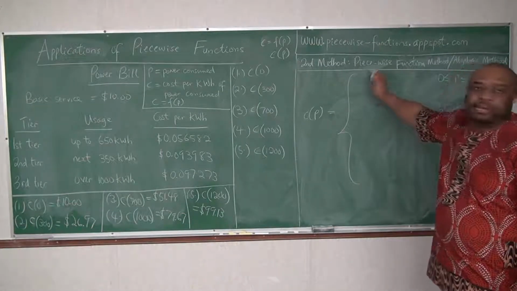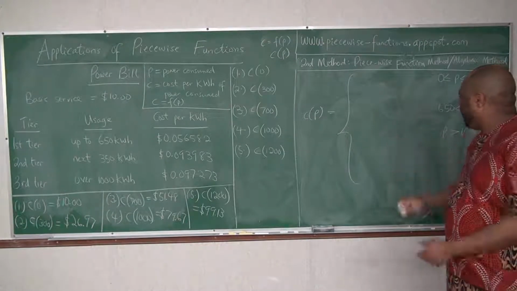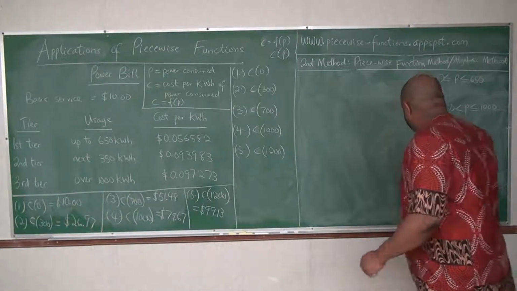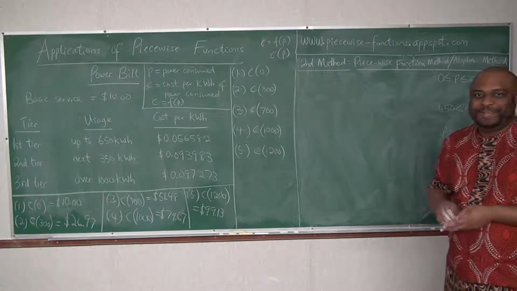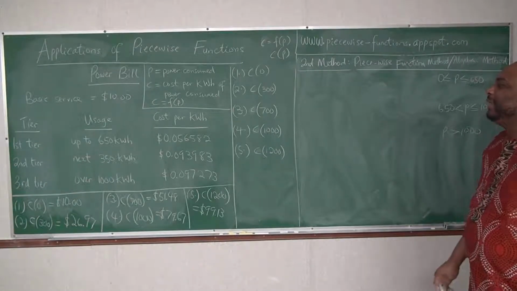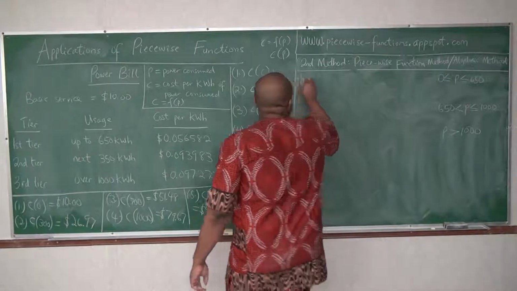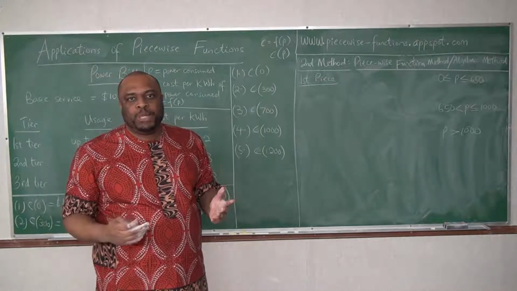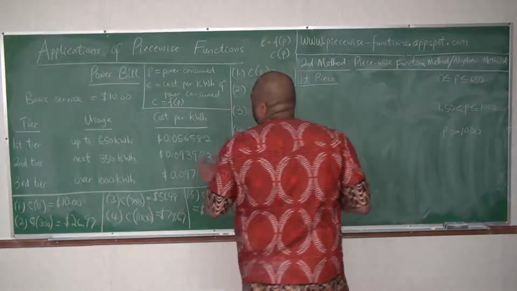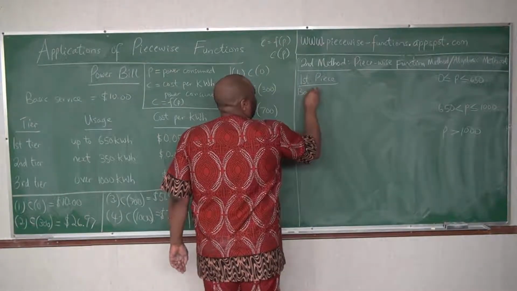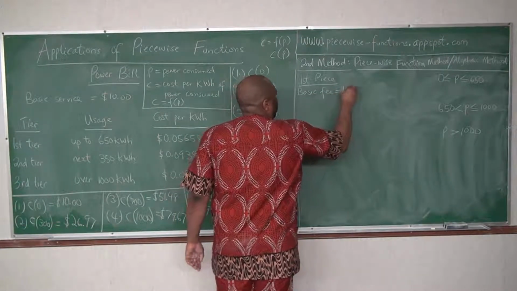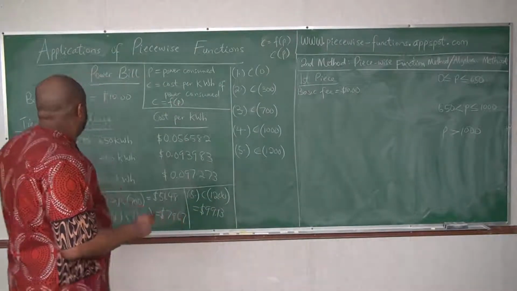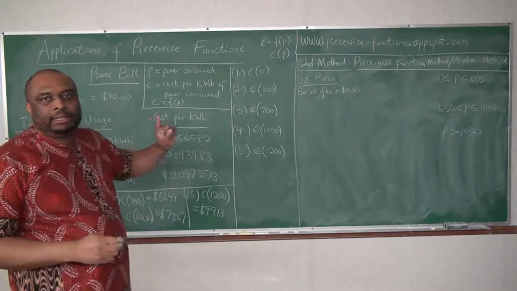Now let us find the function that will be here, the function that will be here, the function that will be here. So let us leave this like this, okay? And let's find the functions and then we will write it well again. So for the first piece, we see that we must have the basic fee. The basic fee is 10 bucks. We must have it, right?